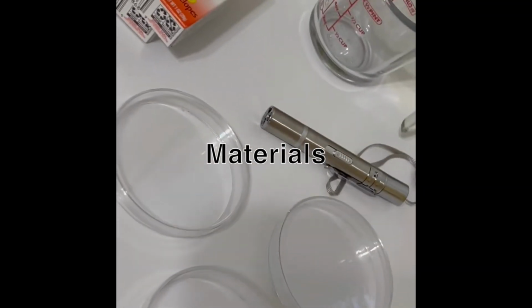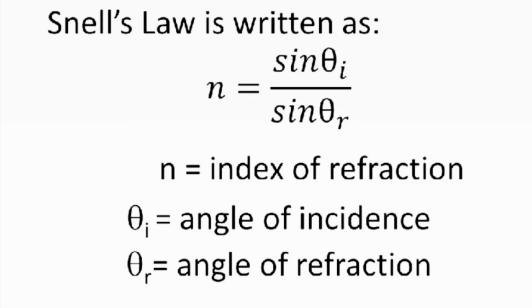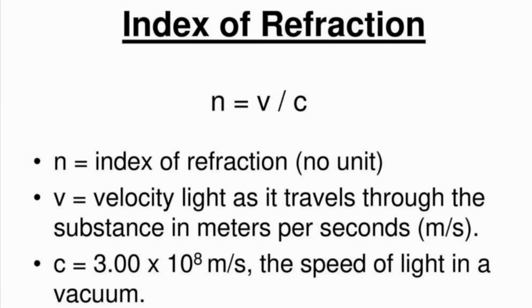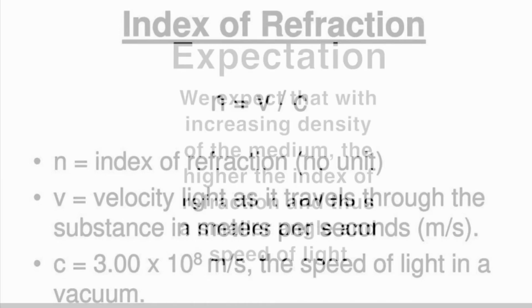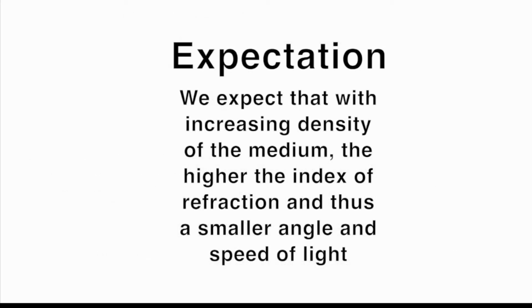of an increasing density of gelatin using a constant of 1 cup water per trial and increasing gelatin using 2, 4, and 6 packets. We will then use the following equations after gathering our data. We expect that with the increasing density of the medium, the higher the index of refraction and thus a smaller angle and speed of light.